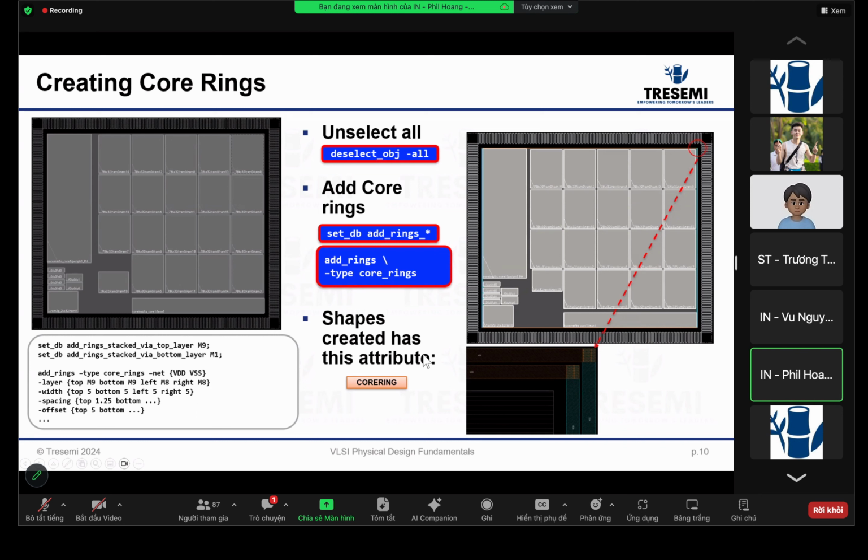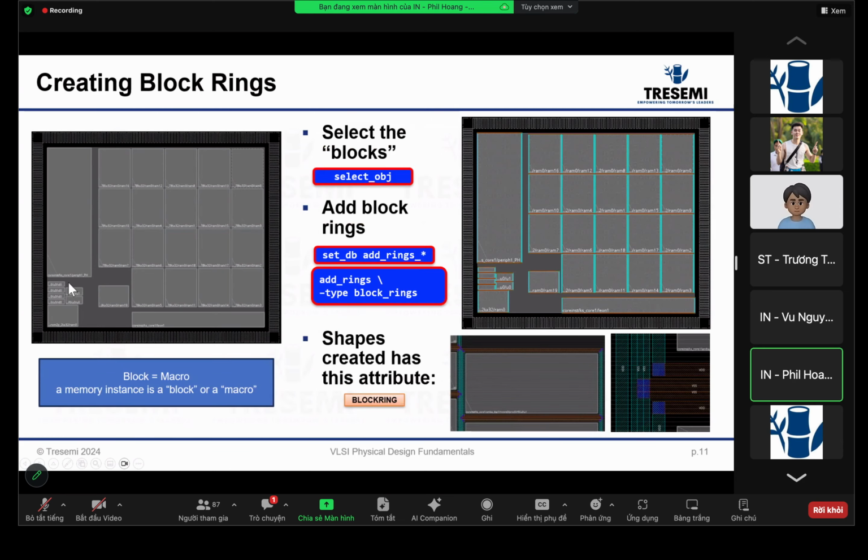all these blocks. Sometimes you say, hey, this block already has a ring, I don't want to build a ring around it. So you select all the blocks by using this select object command. And when you select, then you do like before, you set the db to set all the attributes, how the ring is built, like layer, spacing, etc., similarly to the core.